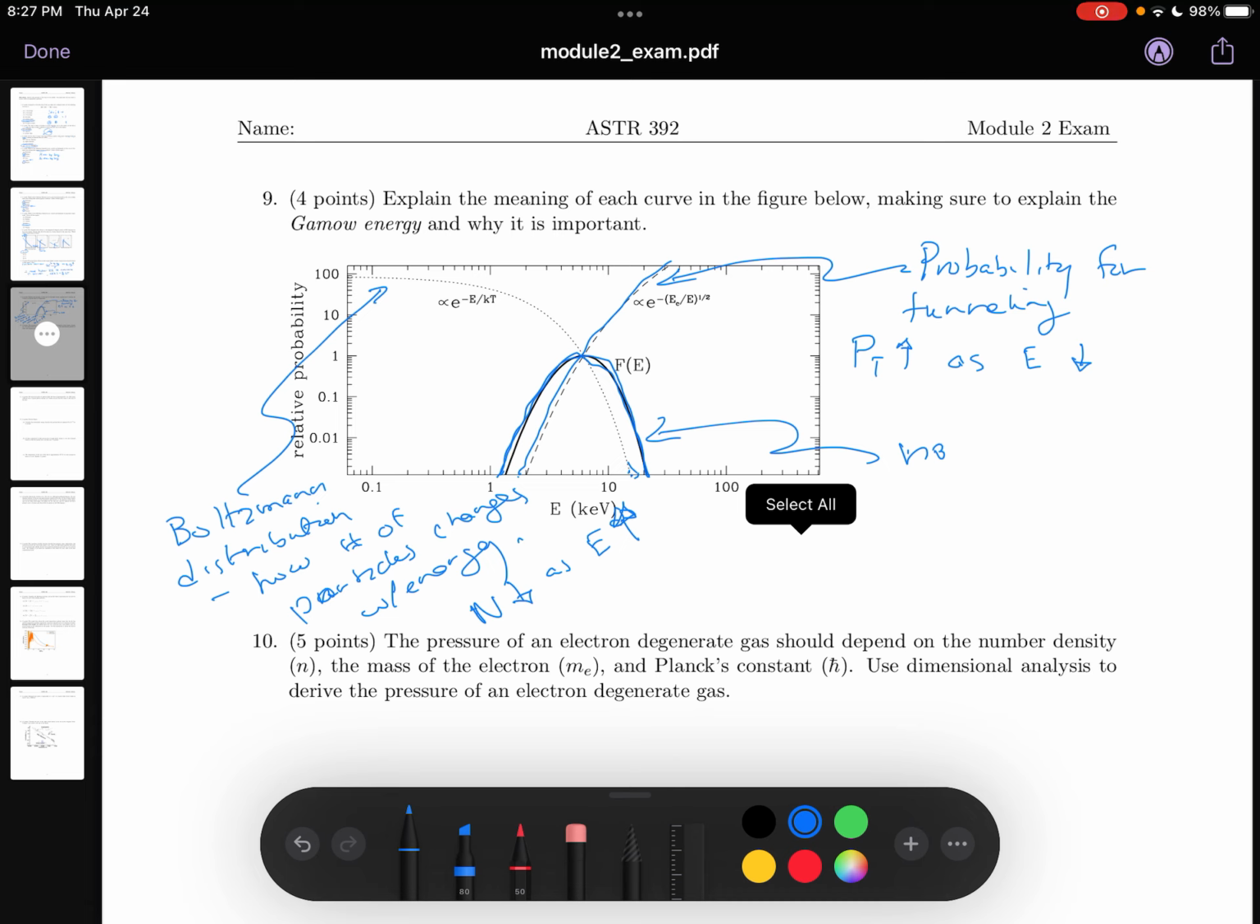This is the most likely energy for tunneling, and that's the gamma energy.